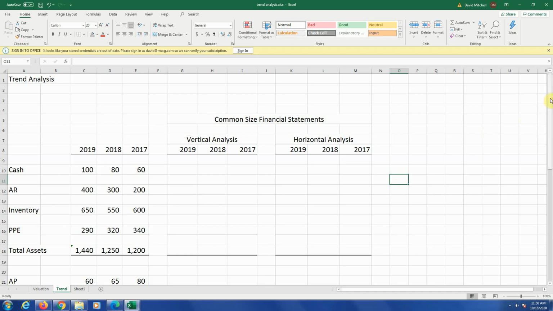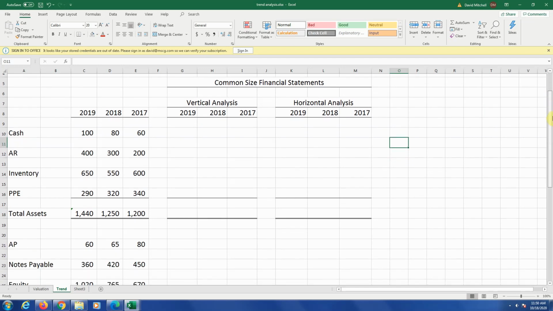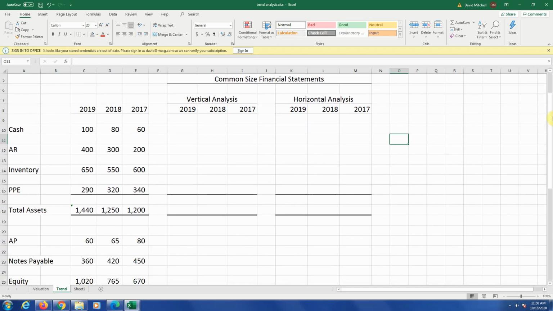Okay, so we're going to look at a type of trend analysis that's called common size financial statements, and there's two types. There's what's called vertical analysis and horizontal analysis.